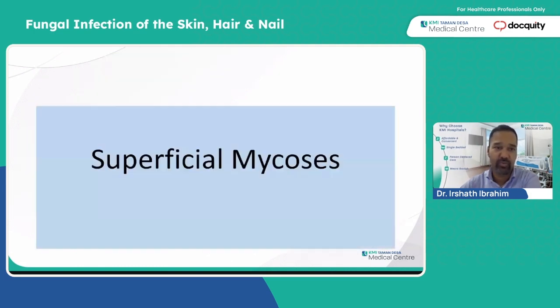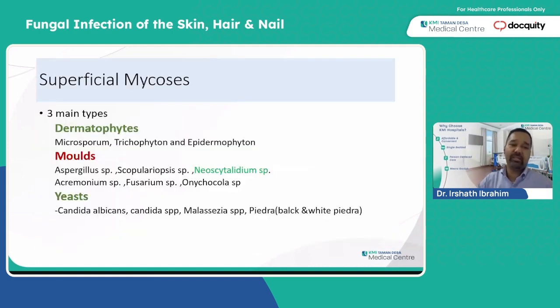So first off, superficial mycosis. There are three main types that can infect our skin, hair, or nail. They are the dermatophytes, which are quite common: Microsporum, Trichophyton, Epidermophyton, and then the moulds like Aspergillus, Neoscytalidium, Scopulariopsis, and then the yeasts, and the most common ones we come across in our practice, like Candida and Malassezia. Piedra, which is a fungal infection of the hair, is also a yeast.